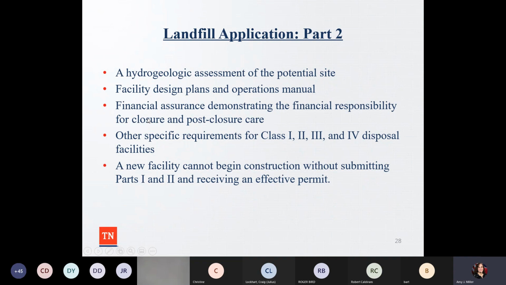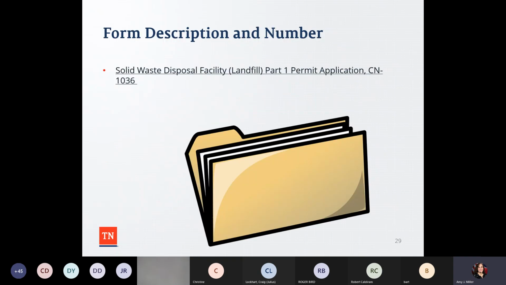And then part 2, hydrogeologic assessment of the site. Again, having a facility design and operations manual, financial assurance, and then documenting exactly what specific class you're going to be getting that permit. And then a new facility cannot begin construction without submitting parts 1 and 2 and receiving an effective permit. So again, having all your I's dotted, T's crossed. And even if they were having a landfill on a property, you'd want to know whether or not it's in a floodplain. And if it was, you would be getting a permit for that.